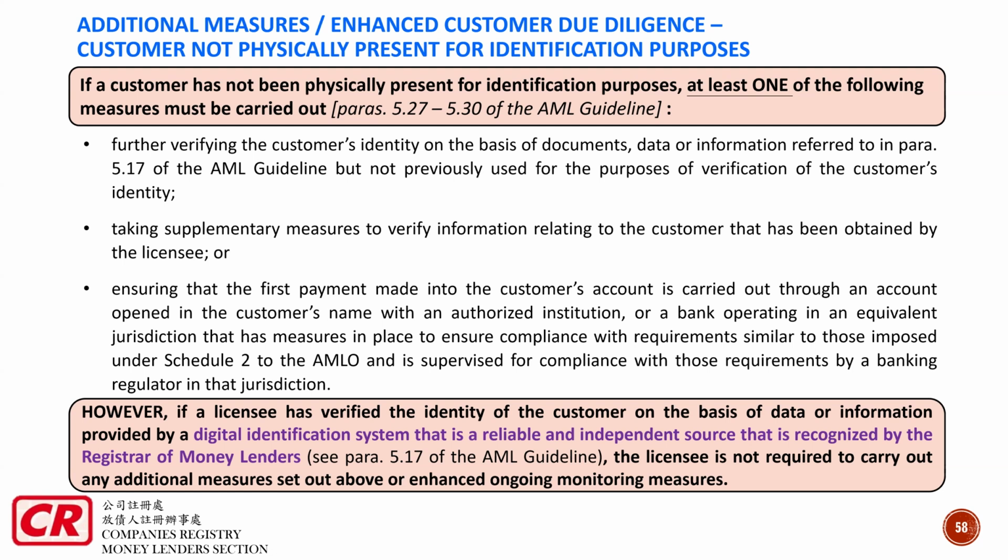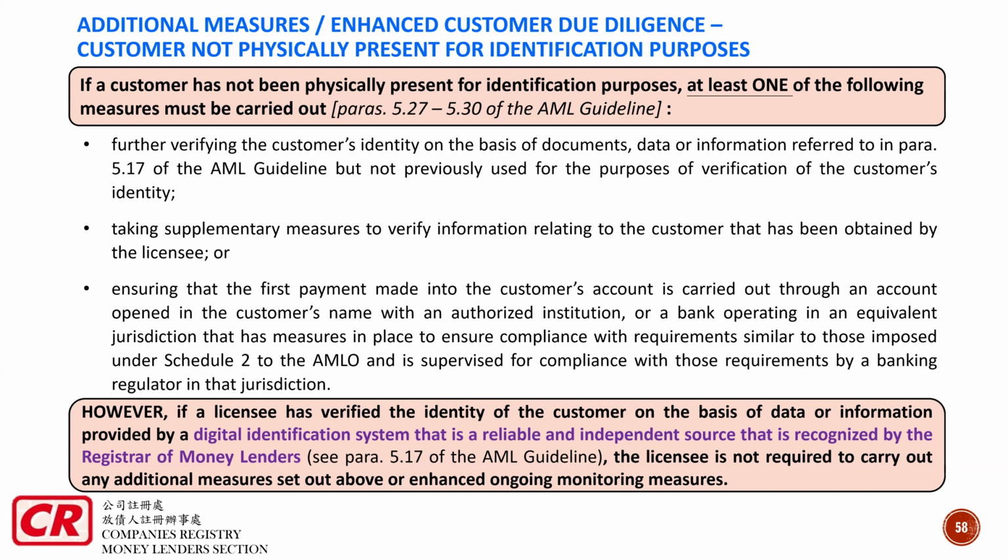In order to mitigate risk, the licensee is expected to conduct at least one of the following measures. For example, the licensee may further verify the customer's identity on the basis of documents, data, or information that has not been previously used for the purpose of verification of the customer's identity. The licensee may also take supplementary measures to verify information relating to the customer that has been obtained previously by the licensee. Or the licensee may ensure that the first payment made into the customer's account is carried out through an account opened in the customer's own name with an authorized institution or a foreign bank operating in an equivalent jurisdiction where there are measures in place to ensure compliance with those similar to the requirement imposed under Schedule 2 of AMLO, and is supervised for such compliance by a relevant banking regulator in that jurisdiction.